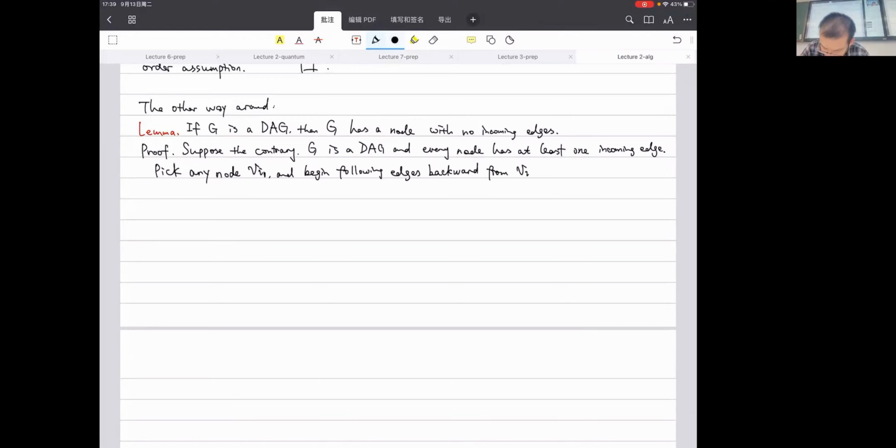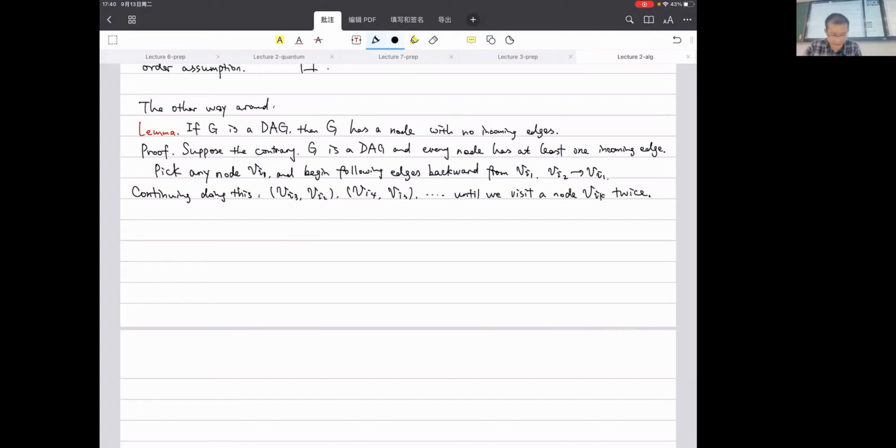From Vi1, by our assumption, you should be able to find a vertex Vi2 that has an edge to Vi1. But you can continue doing this. So basically, you are going to have edges like Vi3, Vi2, Vi4, Vi3, etc. You cannot do this infinitely because we have a finite graph. I mean, we only have a finite number of vertices. So it must stop when we actually visit a node Vik twice.